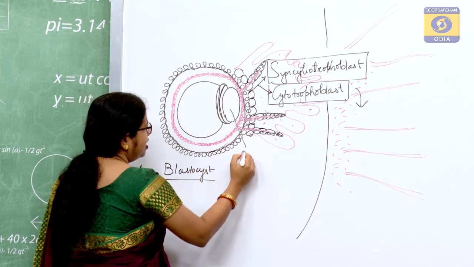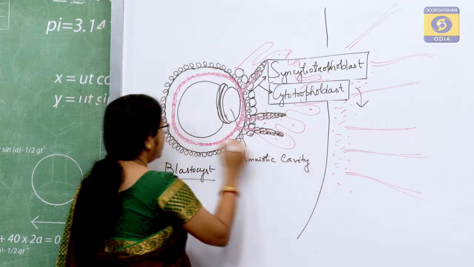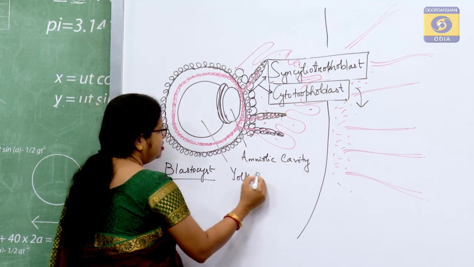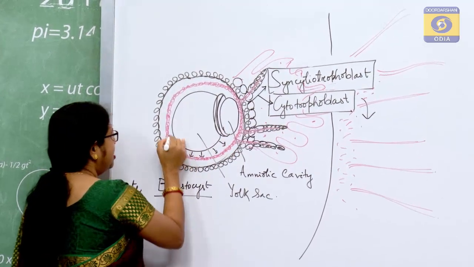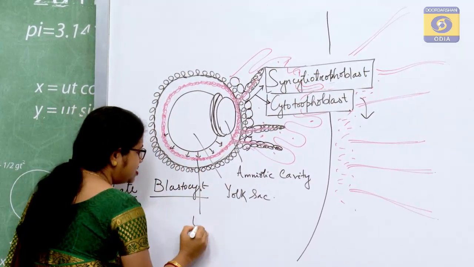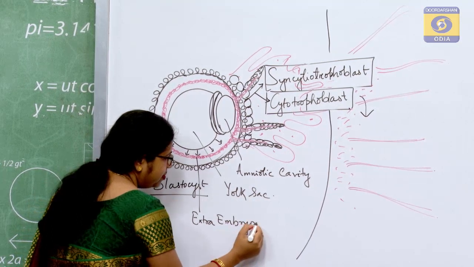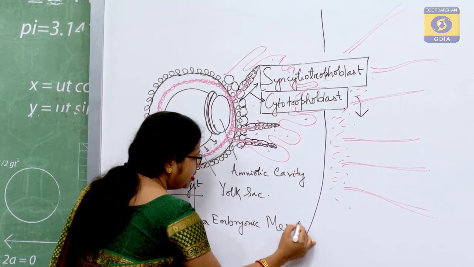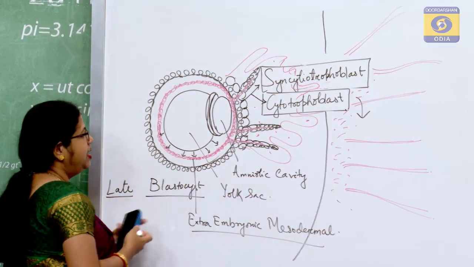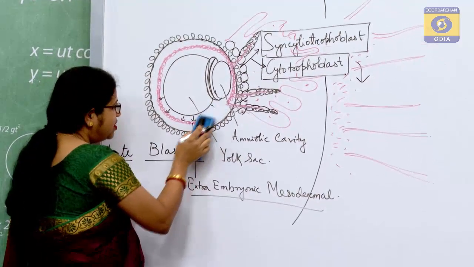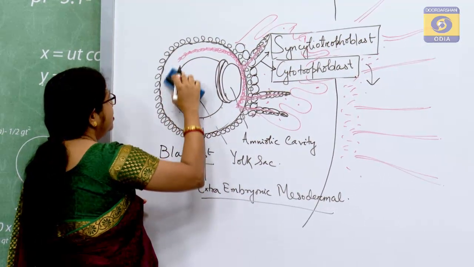We have the amniotic cavity and we have the yolk sac, and this yolk sac will give rise to the extra embryonic mesoderm. This is my extra embryonic mesodermal layer. Now, this extra embryonic mesodermal layer will split into two and the space between them will form your extracoelomic space or the extracoelomic cavity.